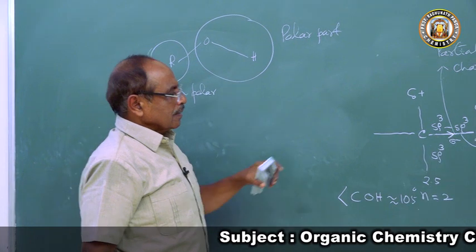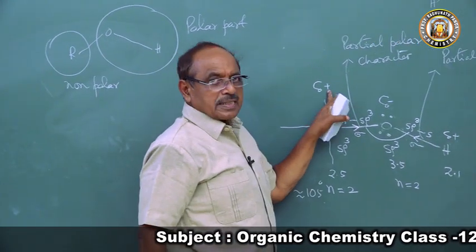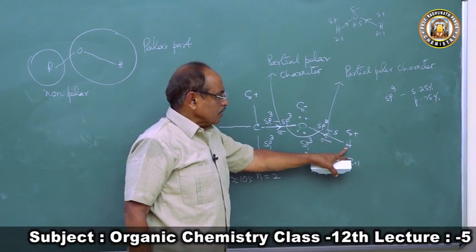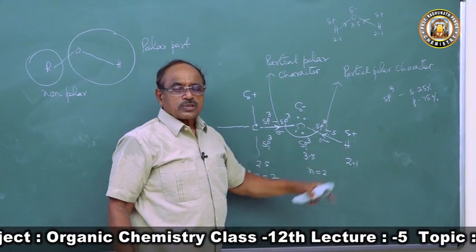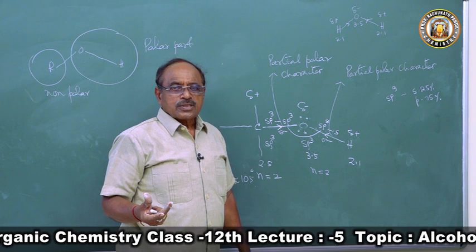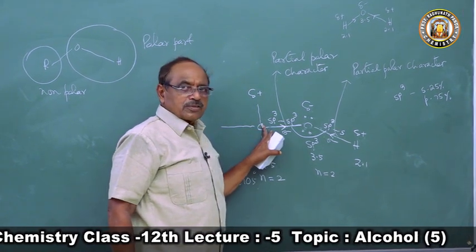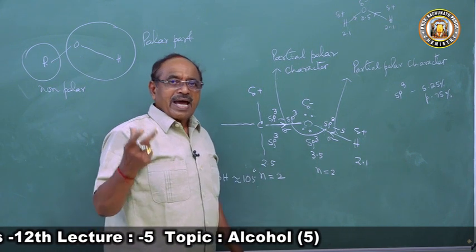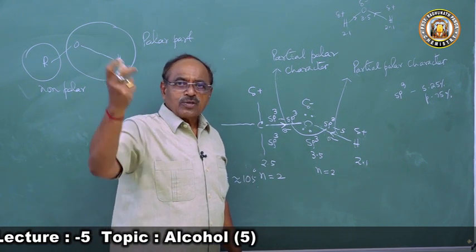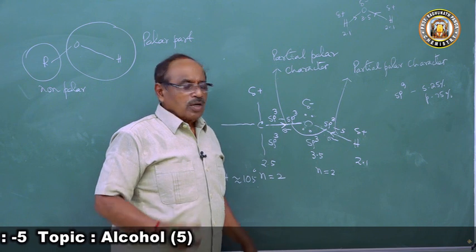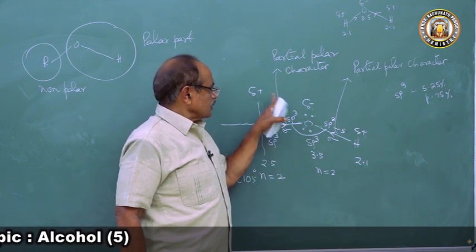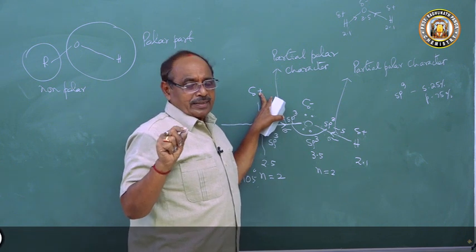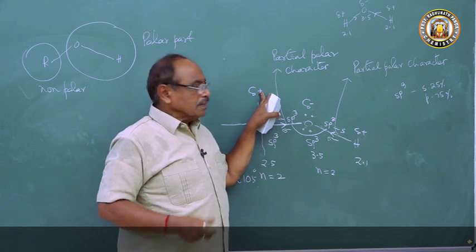It has polar sites: a partial positive charge at the carbon atom, a negative charge at the oxygen atom, and a delta positive charge at the hydrogen atom. So it has polar sites, and it can attract positive charge and negative charge towards it. The carbon atom has a tendency to attract a nucleophile towards it. The oxygen atom can attract an electrophile.